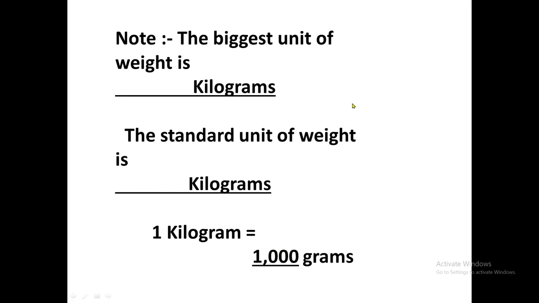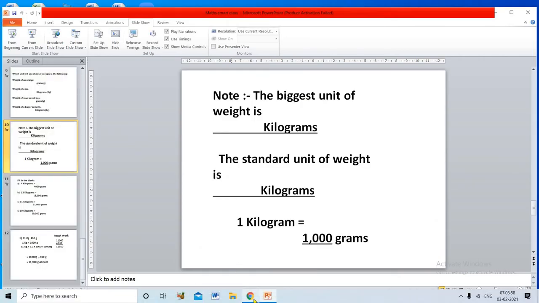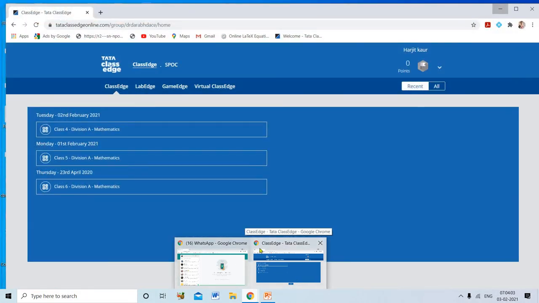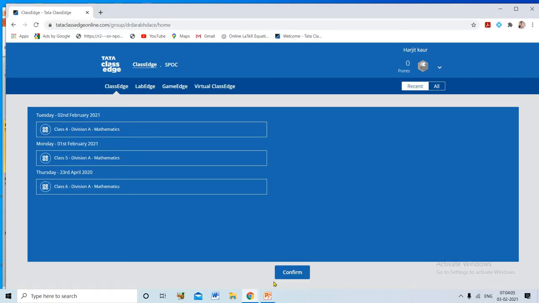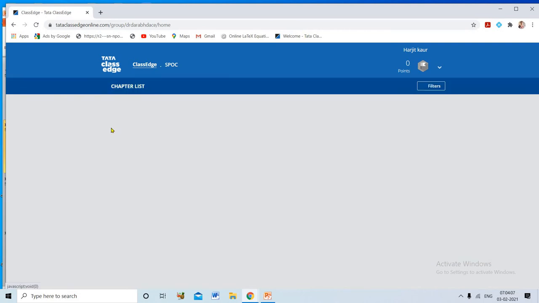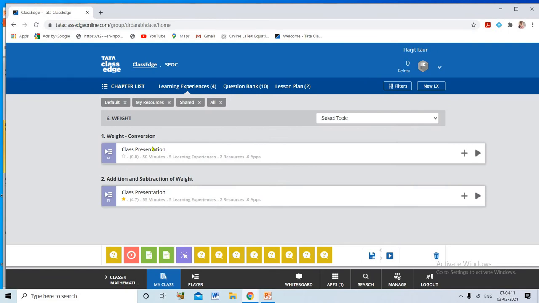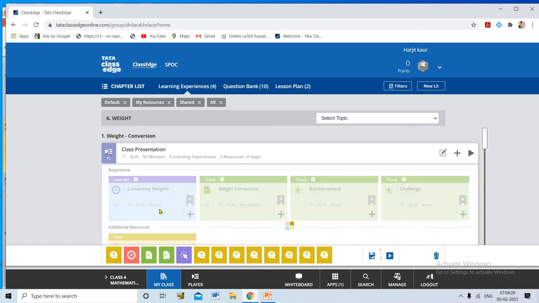Now let us go to our smart classroom. To understand this, we will learn conversion of weight.